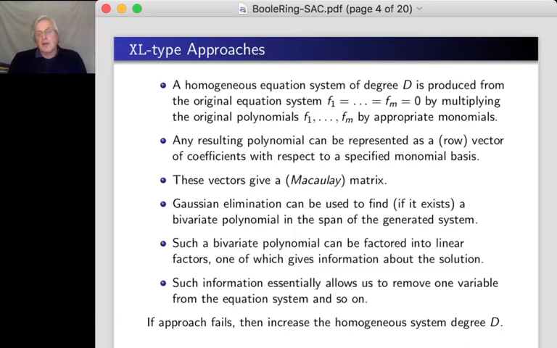So if we're unable to find a bivariate polynomial in the span of the generated polynomials, then what we can do is increase the system degree and generate more polynomials, with the hope that going to a bigger degree will enable us to find a bivariate polynomial. But clearly increasing the degree d of the generated equation system makes the approach much less efficient. So ideally we want to keep this degree d as small as possible.